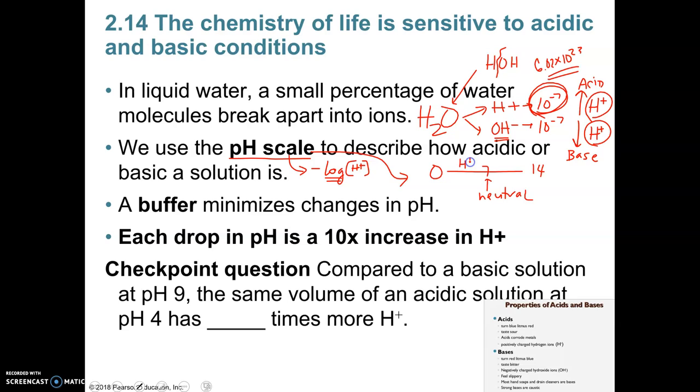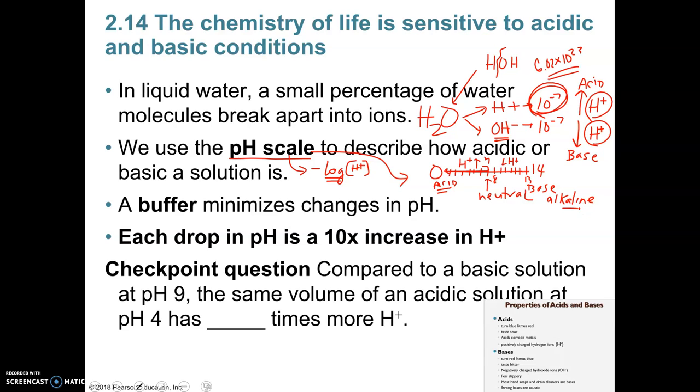As the hydrogen concentration goes up, the pH actually drops, and you get a stronger and stronger acid. So a pH of 6 would be a weak acid, but a pH of 1 would be a very strong acid, with lots of hydrogen ions. On the other hand, a weak base might have a pH of, say, 8, and a strong base might have a pH of, say, 13. So bases have a pH above 7. The further you go above 7, the lower the hydrogen ion concentration gets, and it becomes more basic. Another word for basic is alkaline. You end up with an alkaline solution.